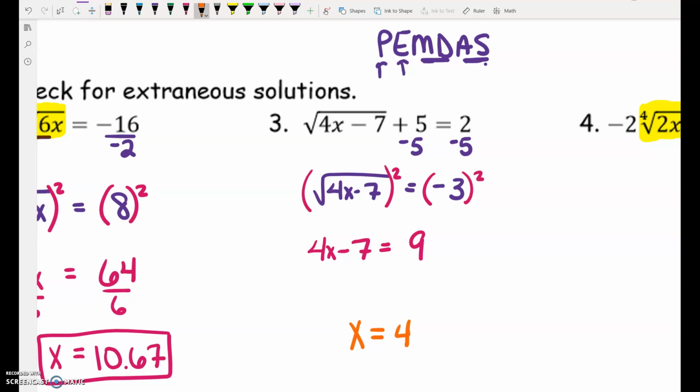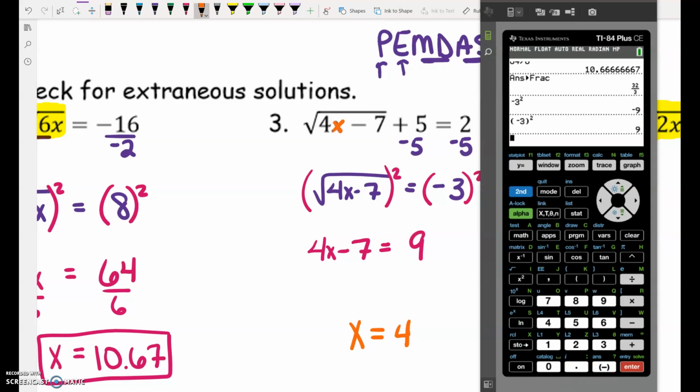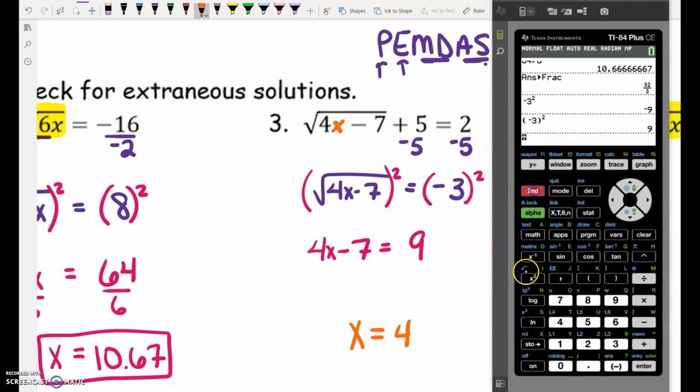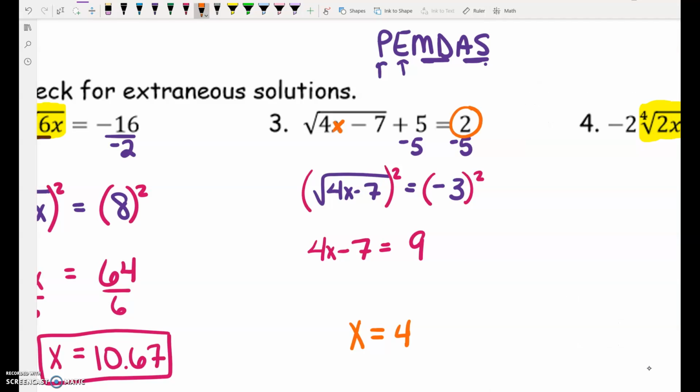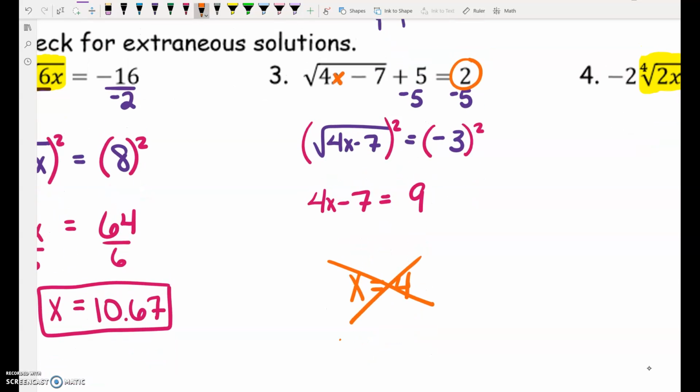I'm going to try this back in the original equation. So right in here. So I'm going to grab my calculator and try to type this in exactly as it looks. So I've got the square root of 4 times 4 minus 7 out of the square root plus 5. It gives me 8. It's supposed to give me 2. So this is an extraneous solution that doesn't actually work, which means our answer is no solutions.